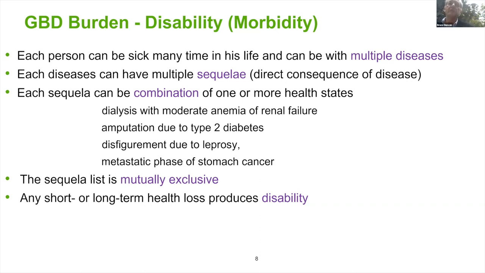But the examples here could be someone with type 2 diabetes, undergoing dialysis with moderate anemia and the other effects of living with renal failure. Someone with diabetes could be amputated. Someone, it's not just diabetes, obviously, in the GBD, could suffer the disfigurement due to leprosy, or the problems living with the metastatic phase of stomach cancer. The sequela list is mutually exclusive, and any short or long-term health loss produces disability.